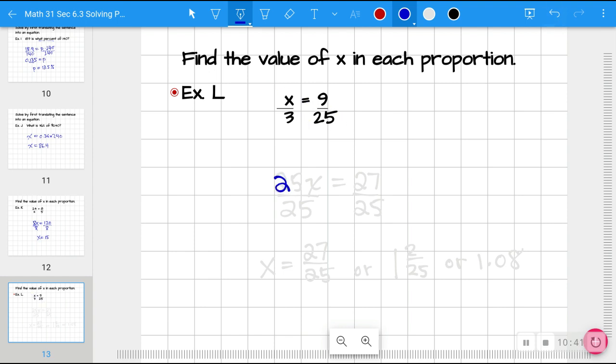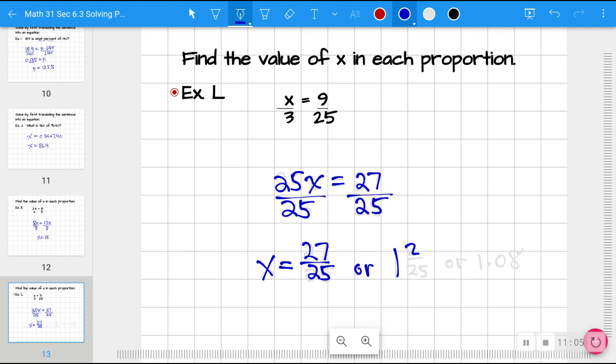Multiply and you get 25 times x. When you multiply 3 times 9 in the other direction, you get 27. And we want to divide by the coefficient of the x, in other words, that 25. So we get an answer of x equals 27/25. This can't be simplified, but you can write it as a mixed number. You can also take 27 divided by 25 on your calculator and type the decimal, or write down the decimal version of the answer. Okay, so that does it for section 6.3, solving percent problems by translating.